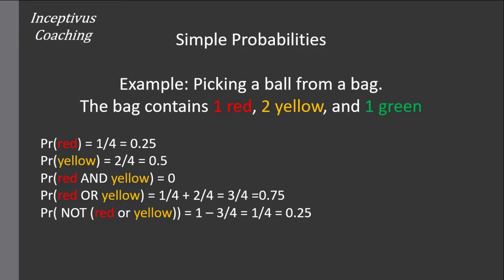Be careful that in this case, we can simply add them together, but this is not always true, right? If there is any overlap between the two colors, then you need to subtract them. In this case, we don't need to subtract anything because a ball cannot be both red and yellow. Now, what is the probability of not red or yellow? You just take the total probability, which is 1, and subtract the probability of red or yellow, right? Then you're left with 1/4, which is actually, in other words, the probability of getting a green.